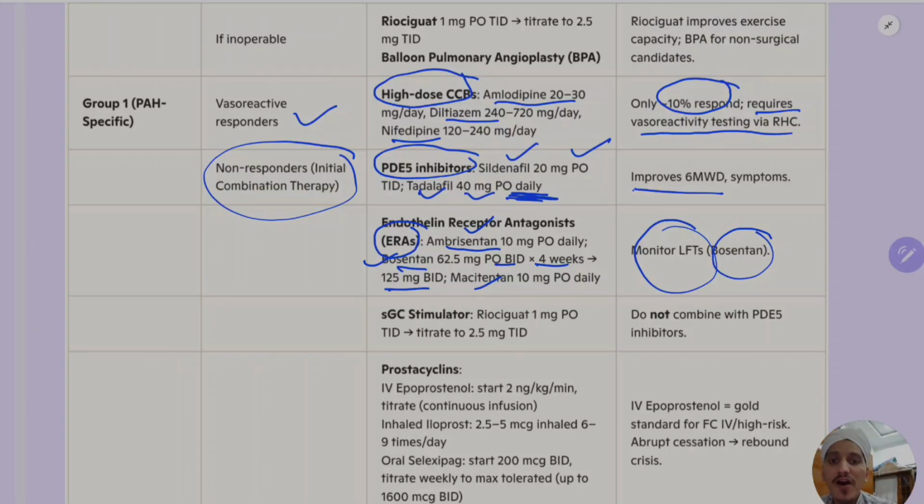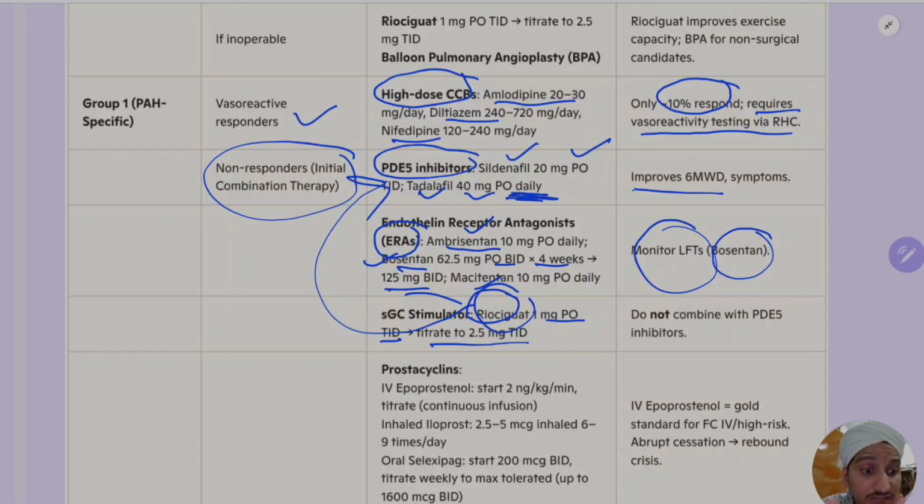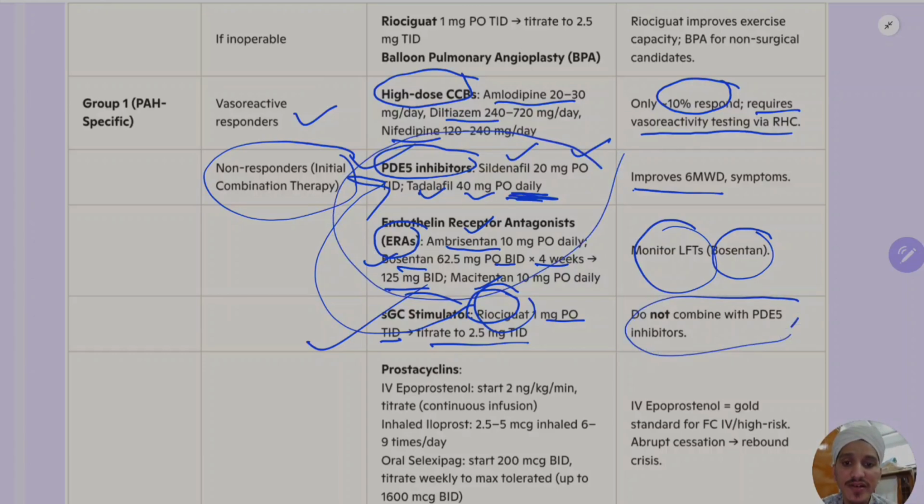Now, apart from this, you can use riociguat 1 mg per oral TID, titrate to 2.5 mg TID. But remember, when you use riociguat, you should not use PDE5 inhibitors because they have similar action, like ACE inhibitors and ARBs, you should not use simultaneously. Similarly, PDE5 inhibitors and riociguat you should not use simultaneously. Either you can use this one or you can use this one. But most commonly, these two are used. Do not combine with PDE5 inhibitors.